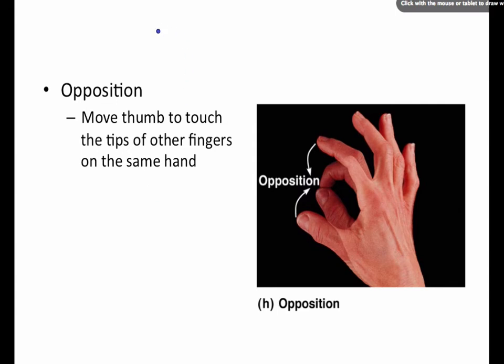And last up, your last type of movement is going to be opposition. Opposition is when you move your thumb to touch the tips of your fingers. So you take your index finger and touch your thumb, then your middle finger, touch your thumb, then your ring finger, touch your thumb, and then your pinky and touch the thumb. Each of those is opposition. So I hope that those were pretty easy. I think that the first couple at least you know, and hopefully there's not too many to remember there.